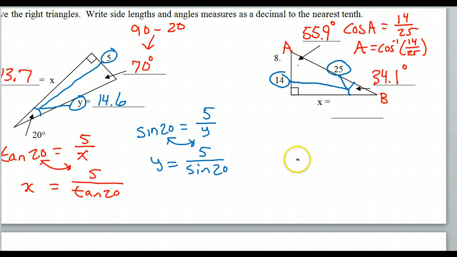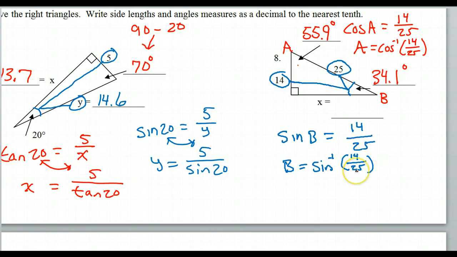So that would tell me that sine B is equal to 14 over 25. So that means B is going to equal the inverse sine of 14 over 25. And that, in fact, does give me 34.1. So now I can be confident that that is the right answer. So if you use an answer that you already had to find a new answer, you should always double check that by finding that answer directly without using what you had before.